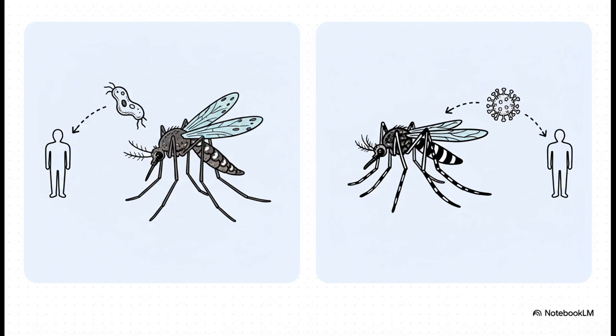Let's just zoom in on that carrier idea for a second. We call them vectors, and it's fascinating. And yeah, a little bit terrifying. Just look at this. Two completely different, very serious diseases spread by two different kinds of mosquitoes. The female Anopheles mosquito carries the parasite for malaria, while the female Aedes carries the dengue virus. It just shows you, a tiny insect can have a massive impact.